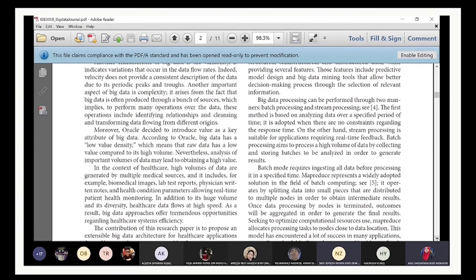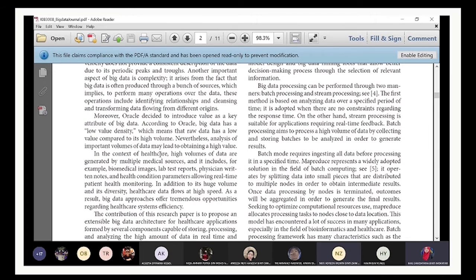Okay, so you can see here in our context, high volumes of data from multiple medical sources. Biomedical images, can you give me some examples of biomedical images? X-ray, CT scan. Okay, good. How about lab tests? Blood type. Okay, good. Thank you. Before I go and call someone else, okay.